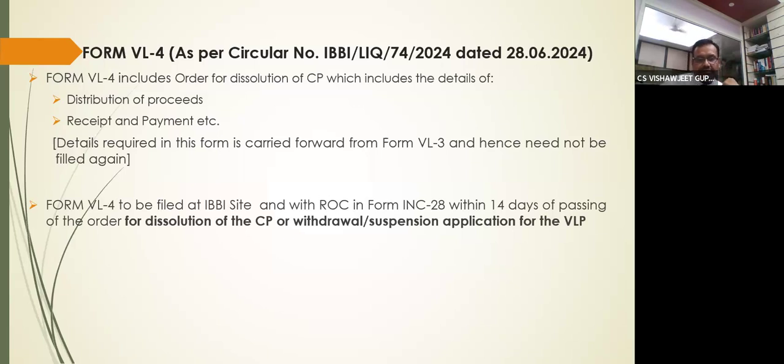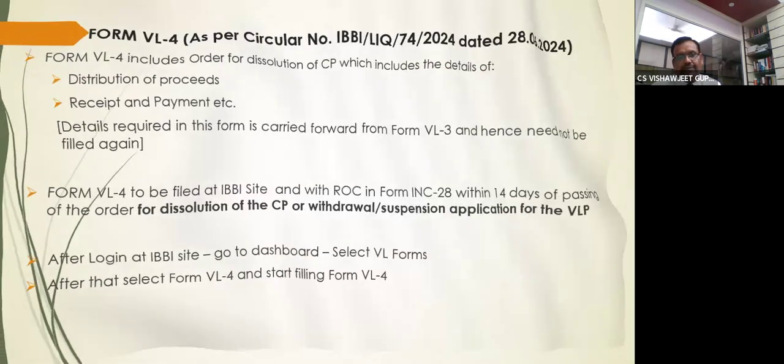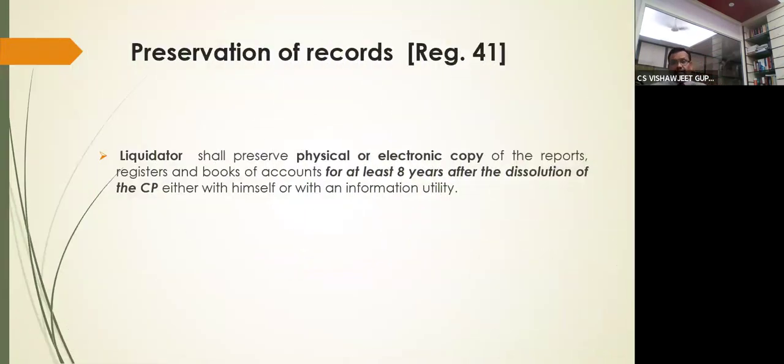So VL4 is to be filed at the IBBI site, and the order of NCLT will be filed with ROC in form INC28, and it is to be filed within 14 days of passing of the order. After login at the IBBI site, go to dashboard, select VL forms. After that, select form VL4 and start filling the VL4 form. Now, this was all about the voluntary liquidation process.